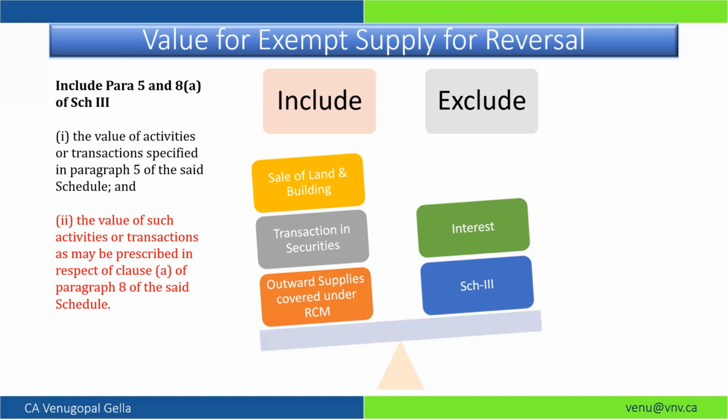So they are saying apart from exempted value which you are providing, you have to also add sale of land and building. When they say sale of land and building, they are saying about the sale of immovable property, which is covered in Schedule 3. So if you have done any sale of land and building in any year, you have to make sure you include it. Though no GST is payable, it's a Schedule 3 item. But for the purpose of Rule 42, you have to include it in the exempt value.